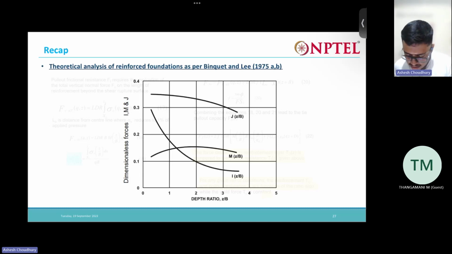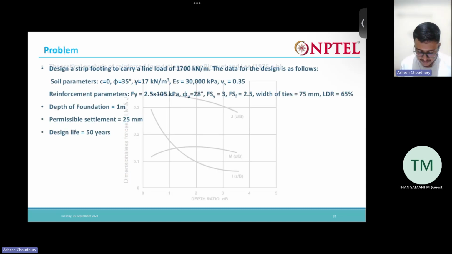Okay. So as I said, I, J, and M, all these are given in graphical form so that we can easily get these I, M, and J values. These are given by Ingold and Lee in graphical forms.